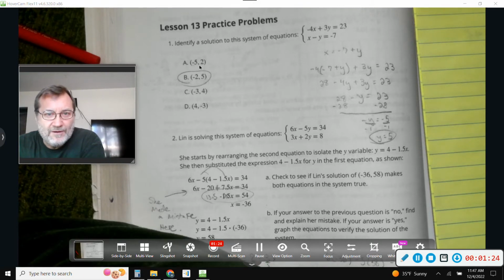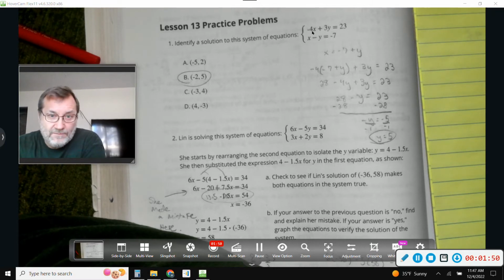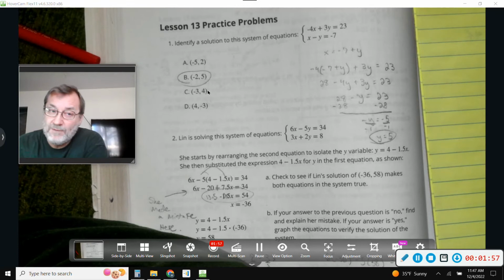So we look through here. Negative 5, 2. Negative 4 times negative 5, that's a negative 20. Alright, so it starts out with negative 20, and then you add 6. Well, negative 20 plus 6 doesn't get you anywhere close to 23. So that one's out. And we can try negative 3, 4. Negative 3 times negative 4 times negative 3, you're at positive 12. And then 3 times 4, that's another positive 12. So that's 24. So that's close, but no cigar.